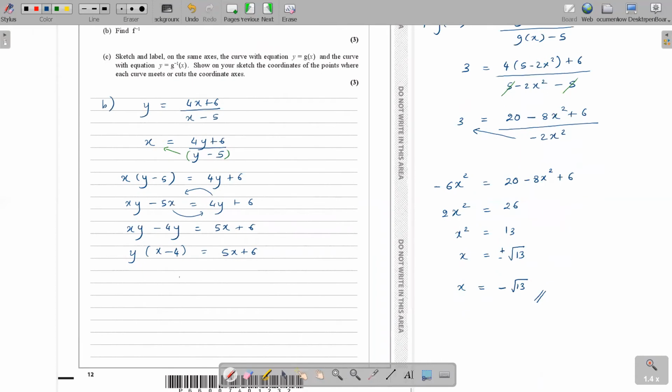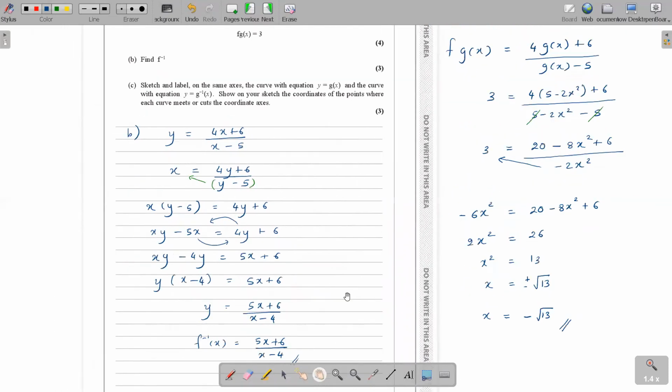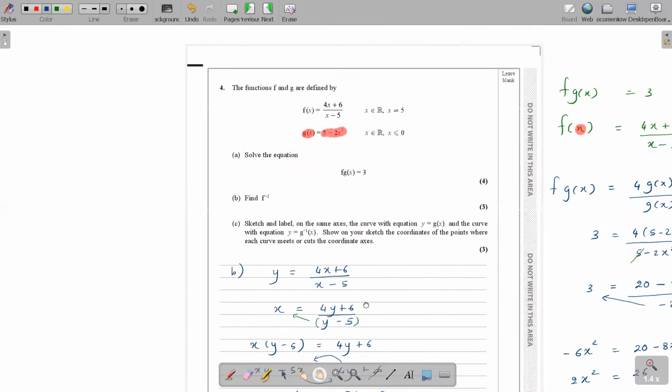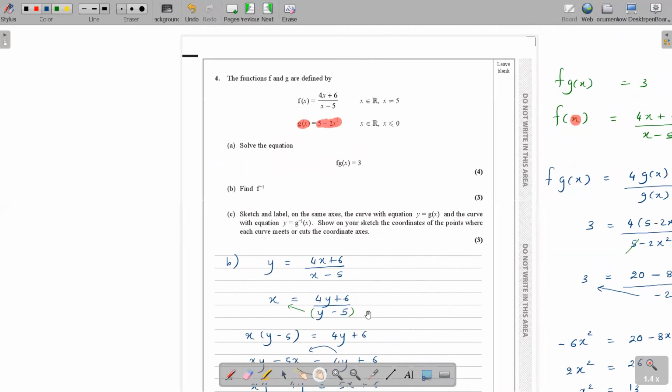So that gives me y equals 5x plus 6 over x minus 4, which gives me f inverse x. f inverse x equals 5x plus 6 over x minus 4, okay? So it's quite straightforward. So moving on to the next part.